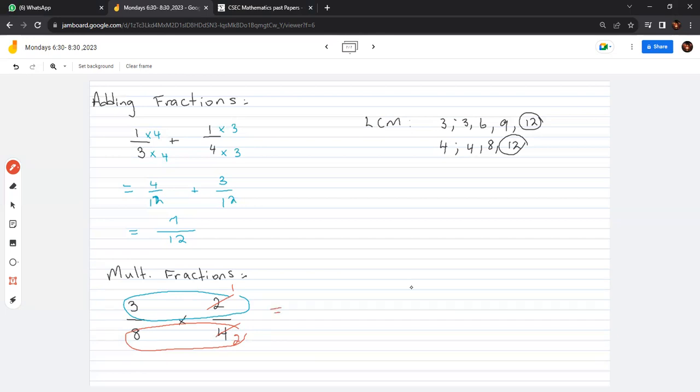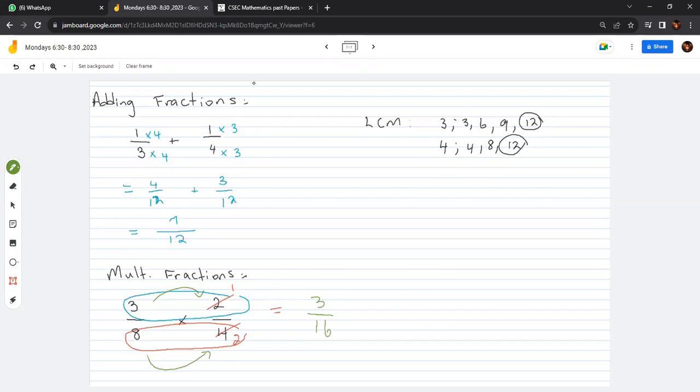So what you're going to do is you're going to multiply numerator by numerator once there's nothing more you can break down. So that will be 3 times 1, which is 3, over 8 times 2. 8 twos are 16. And that's it.